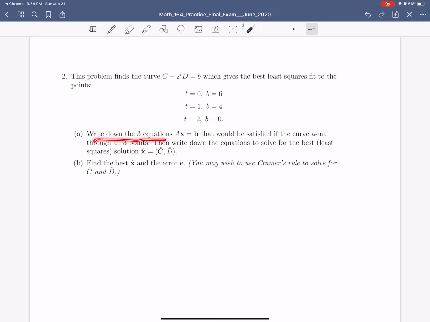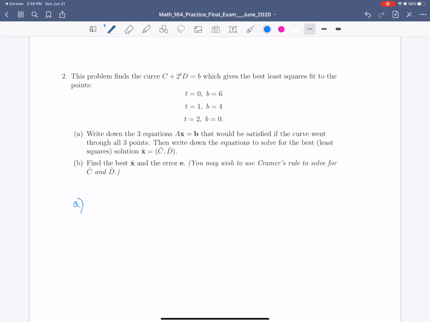So it says write down the 3 equations to create this system, AX equals B. This B and this B are not the same. That would be satisfied if the curve went through all 3 points. Then write down the equations to solve for the best least square solution, x hat. And it tells you that the unknowns need to be C and D. So how can we set this up?